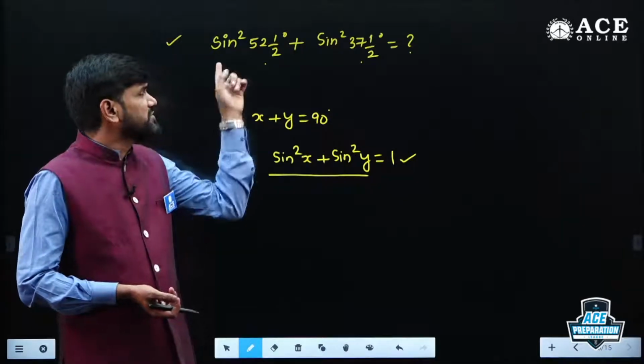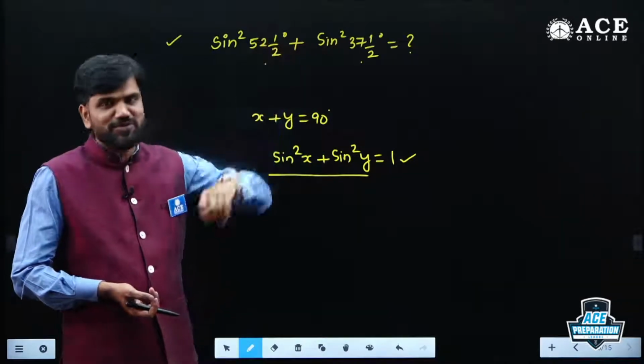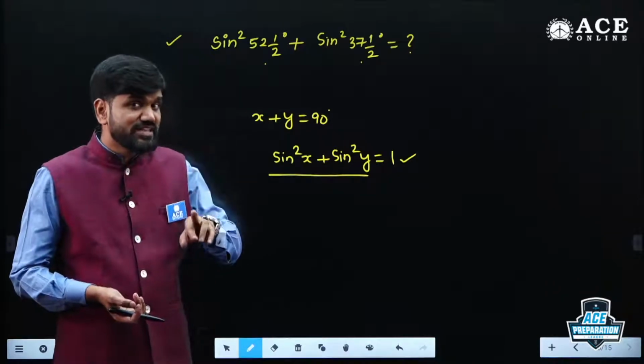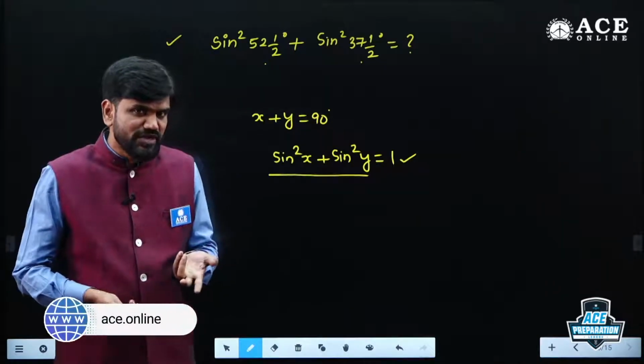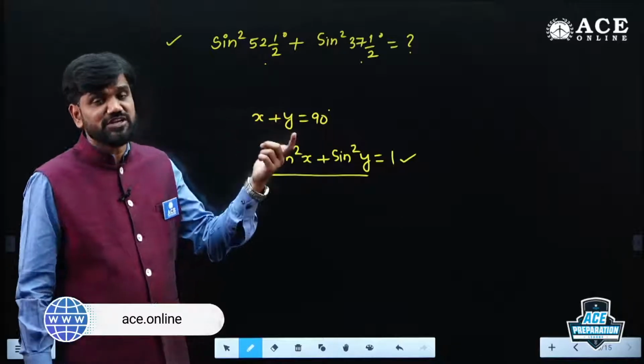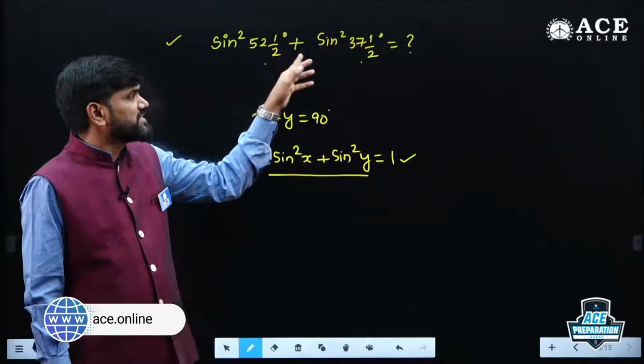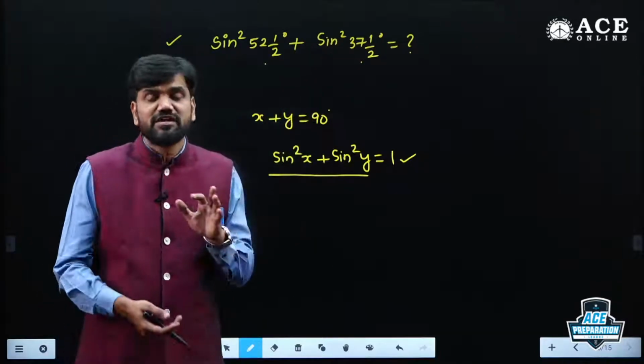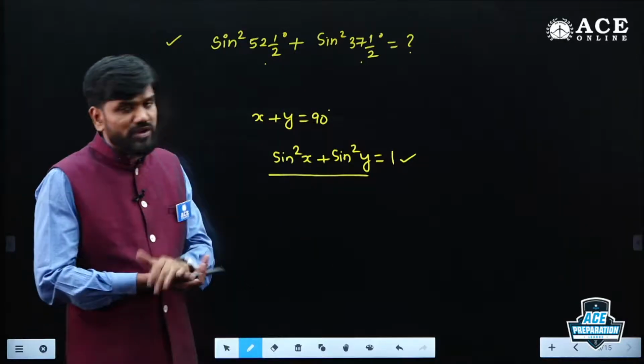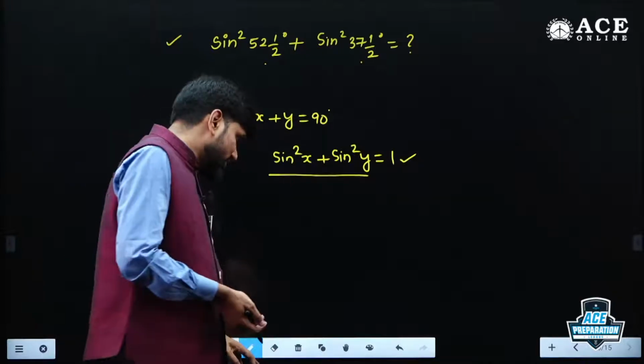Everybody knows that sin square theta plus cos square theta equal to 1. But here I am not saying sin square theta plus cos square theta. Please try to observe that. It is different from sin square theta plus cos square theta. So here sin square 52.5 degrees plus sin square 37.5 degrees will add up to how much? 1.